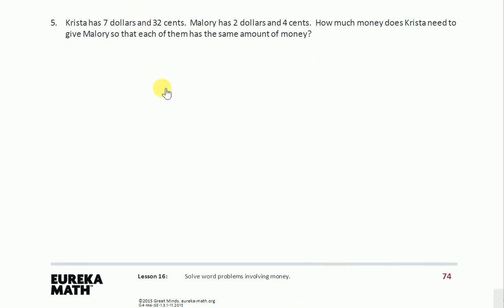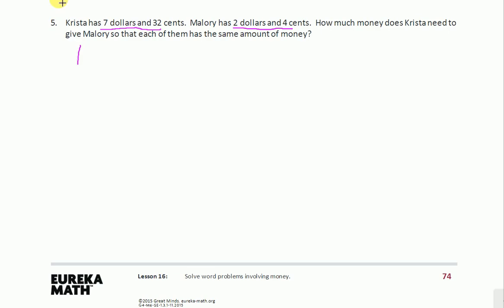Okay, Krista has $7.32. Mallory has $2.04. How much money does Krista need to give Mallory so that each of them has the same amount? Oh, they want to have the same amount. Okay, so what we need to do for this one is see how much difference there is. So let's write this down.